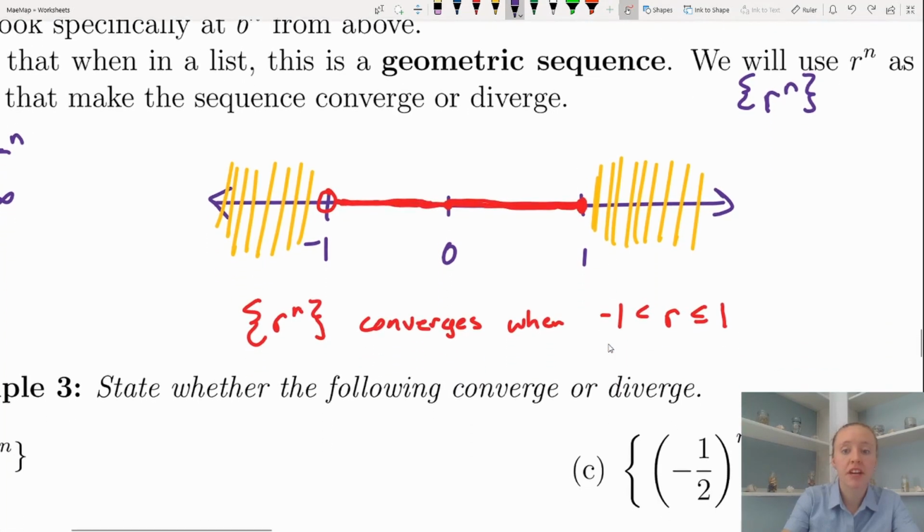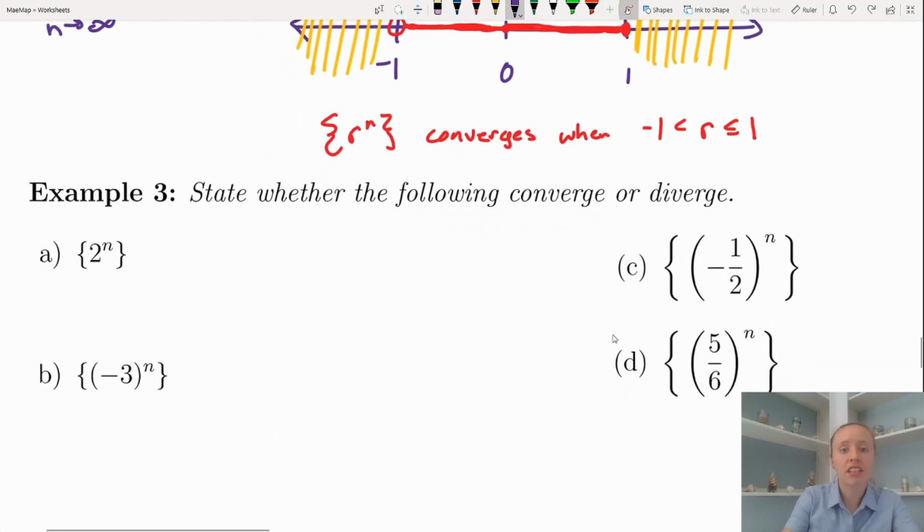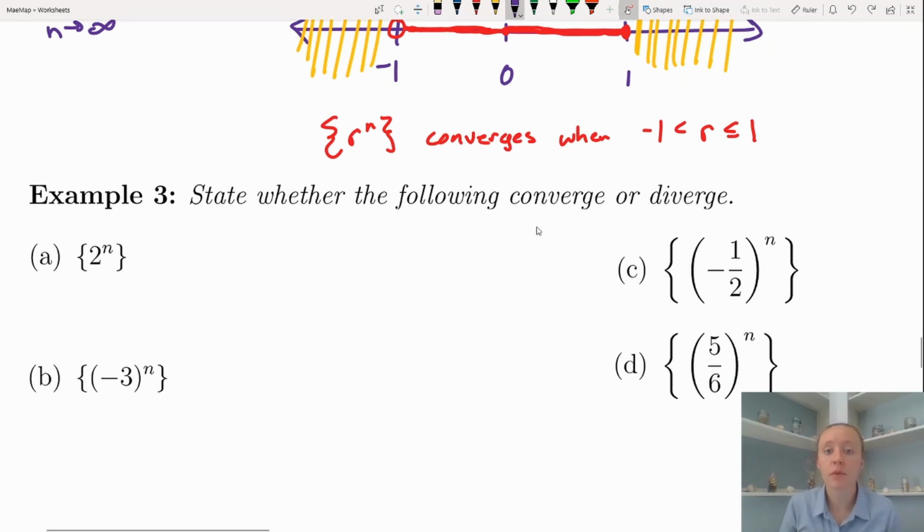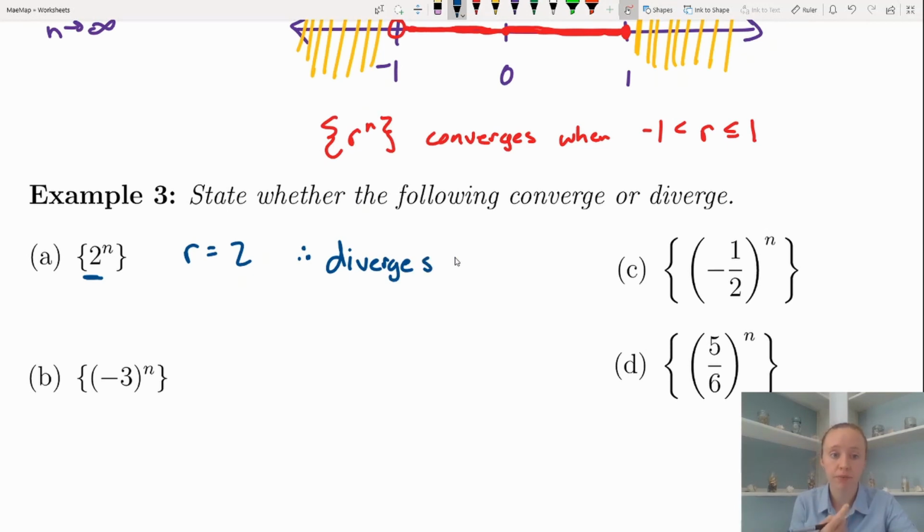So in example 3, based on this above, let's quickly fill this in. We're going to state whether the following converge or diverge. So think about taking the limit of 2 to the n as n approaches infinity. Well, our r value equals 2, and 2 is greater than or equal to 1. Therefore, this diverges because it doesn't fall within that convergence interval.